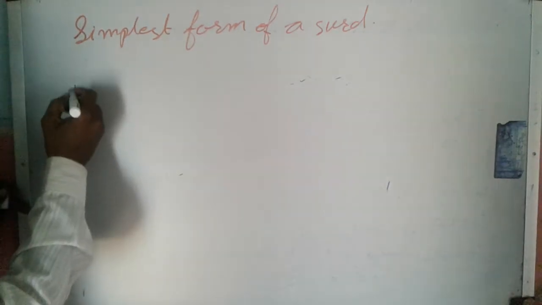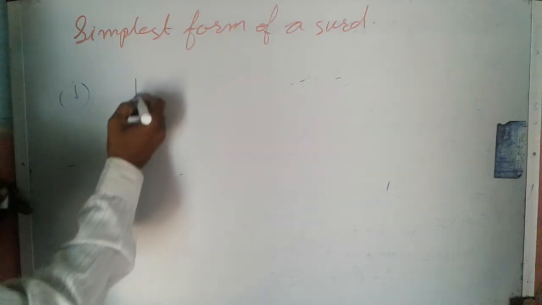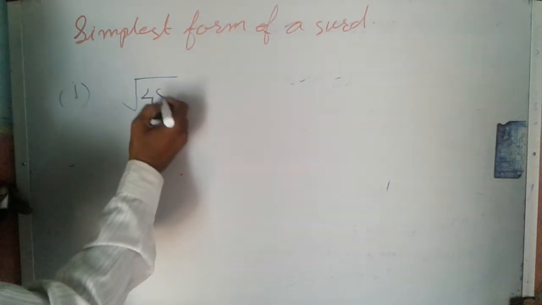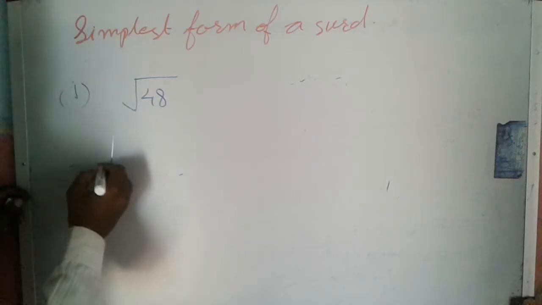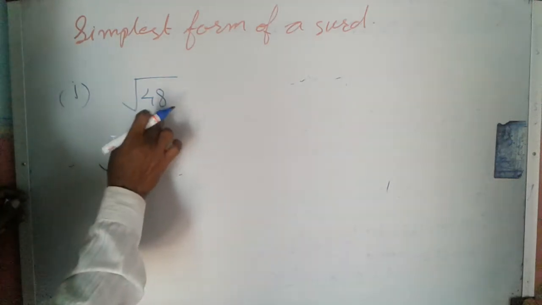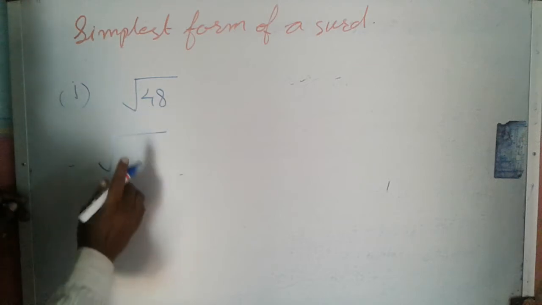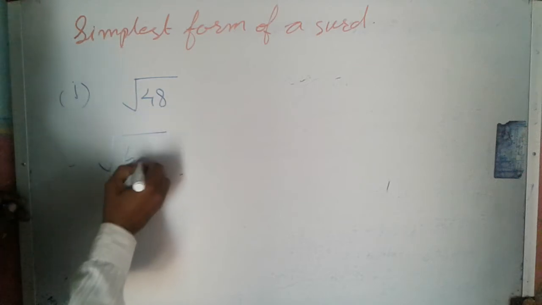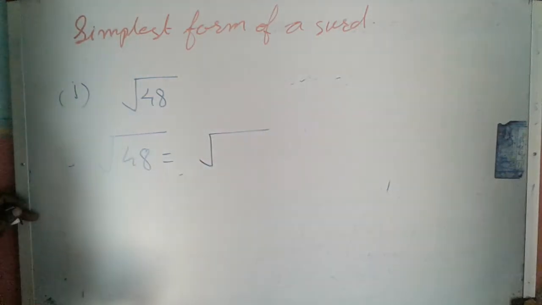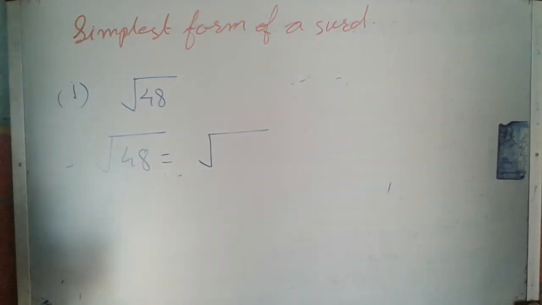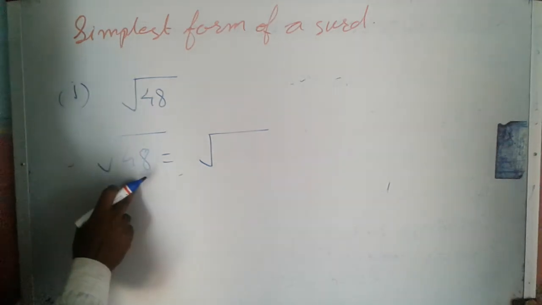For example, root 48. We'll convert this surd into its simplest form. For that, find the factors of 48 such that one factor is a perfect square.